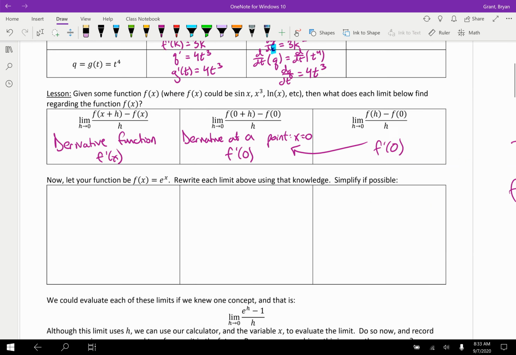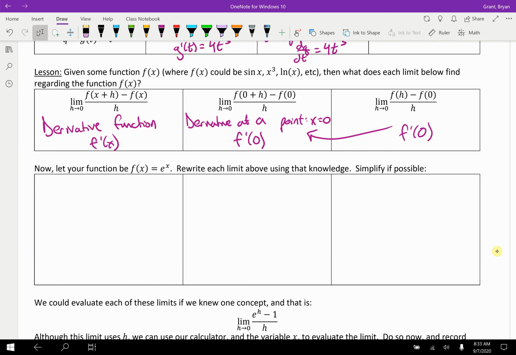So when we get to functions where we can't use the power rule, and those functions could be sine of x or natural log of x, none of those will work with the power rule, then we need to go back to our original definition of the derivative, because the limit will always work. So here we go. We're going to find this limit, and I'm going to skip right to where we evaluate everything.